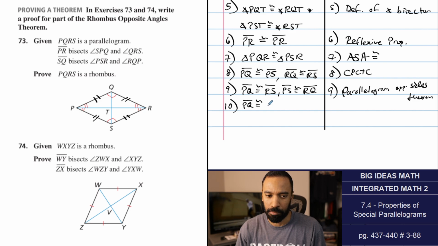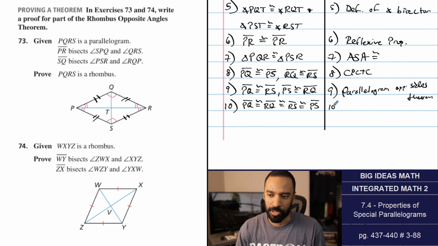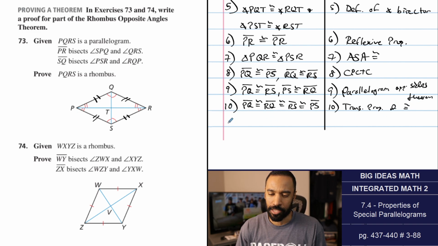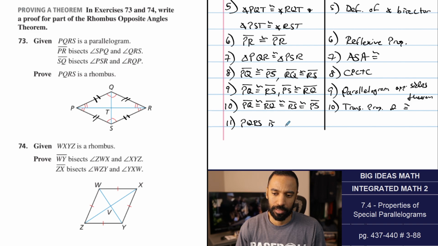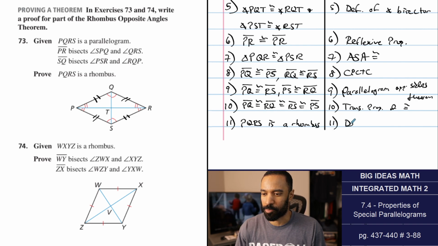All right, so now I have PQ congruent to, I mean, they're all congruent to each other now. I'm just going to ensure it and say PQ congruent to RQ and RS congruent to PS. All the same. I don't know if that statement's needed, but transitive property of congruence. All the same. So PQRS is a rhombus by its definition.